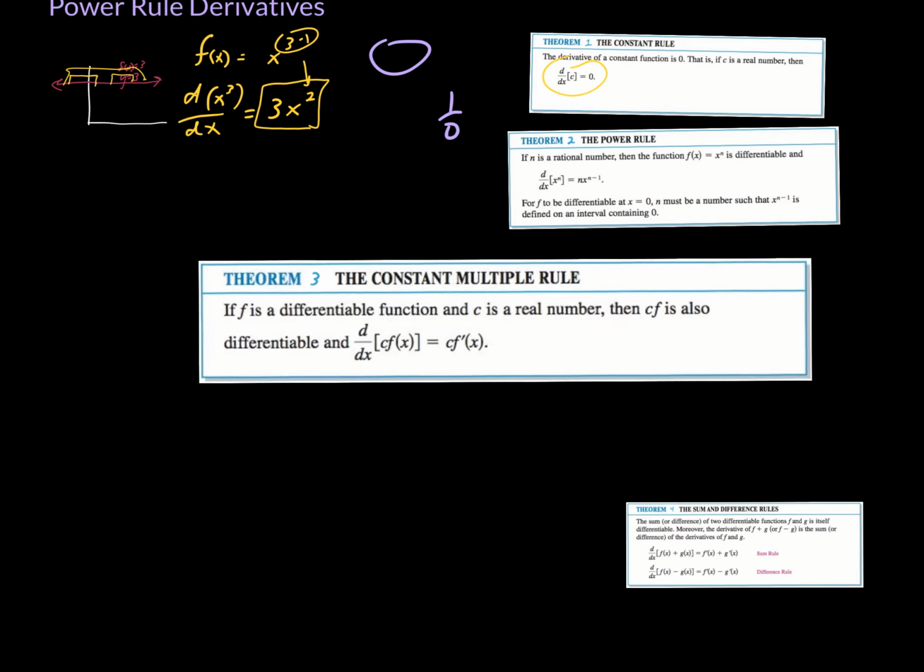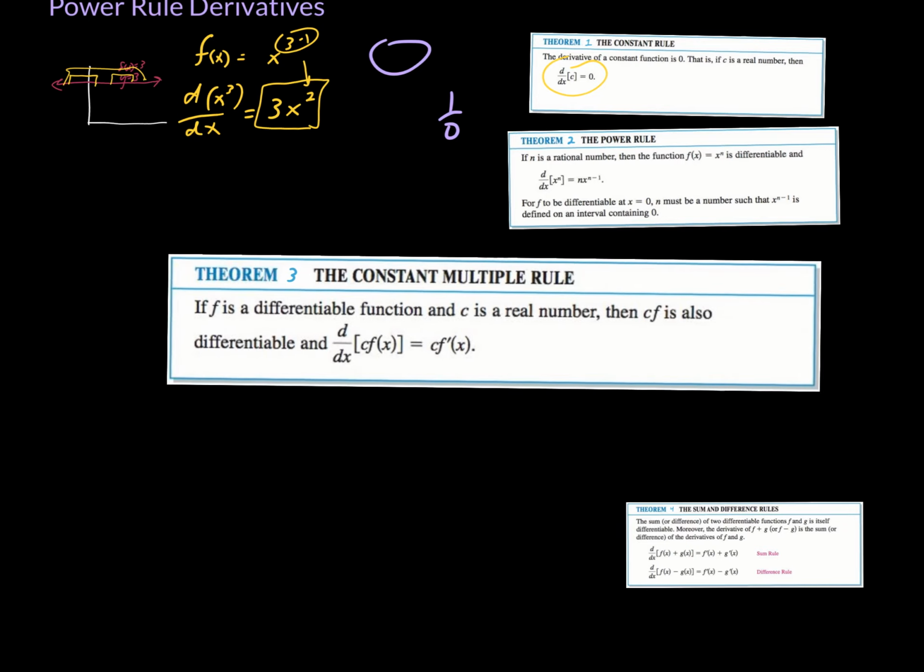It's called the constant multiple rule. This one says that if we can take the derivative of f, if it's differentiable, and c is some real number like a constant, like 2, 3, 3/4, right? Then the constant times your function is also differentiable. Here's the notation. Let me show you an example.